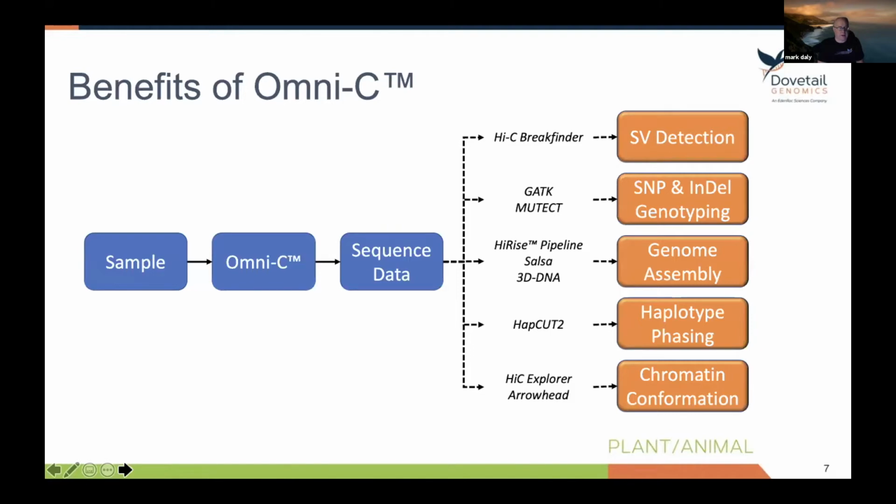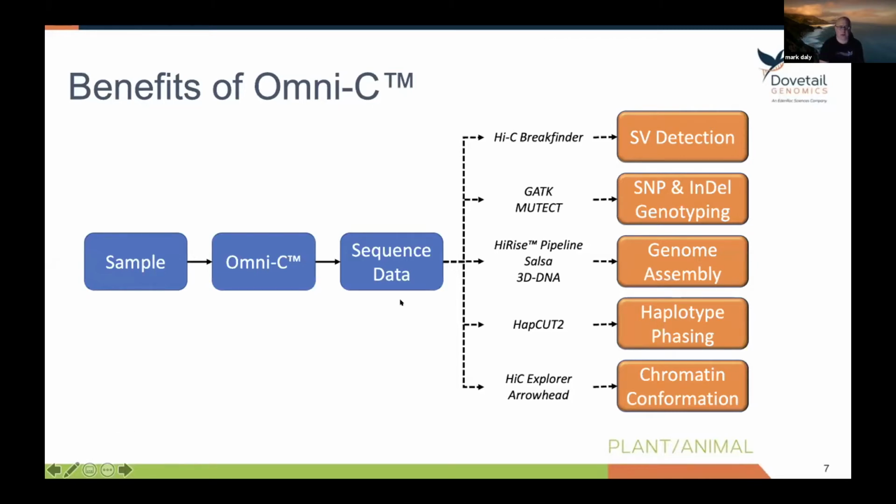My last slide is just showing you the benefits of OmniC. So why is OmniC sort of the latest and greatest thing? It's because OmniC uses an endonuclease, unlike traditional Hi-C that uses a restriction enzyme. And what we see with OmniC data is that the contiguity isn't really that much different than if you use a restriction enzyme. I think it is a bit better because it makes sense that you're covering more of the genome. You don't have any restriction enzyme deserts.